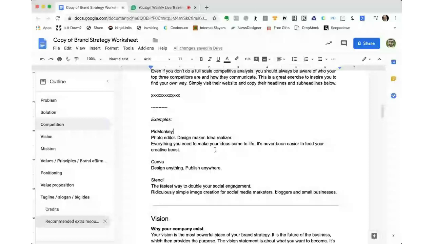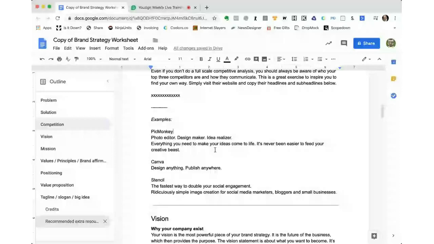Now, look at this subheadline. Everything you need to make your ideas come to life. It's never been easier to feed your creative beast. Look at Canva. Design anything, publish anywhere. Those are great headlines. Now, what that does is it helps me to learn. I can take advantage of their market research. I can take advantage of their testing. I can take advantage of the things they did. I don't want to copy their headline word for word, but I can easily take a look at that and figure out how they are communicating to their constituency, whoever that might be, to their audience, whoever that might be, that are actually paying their bills.